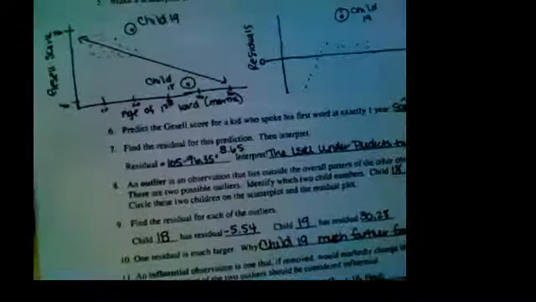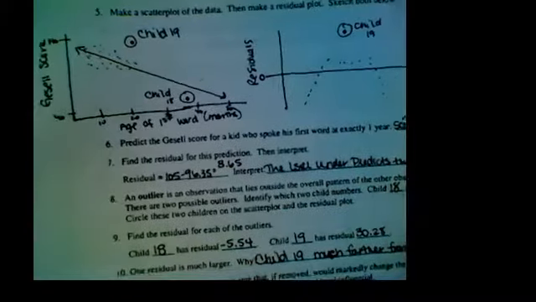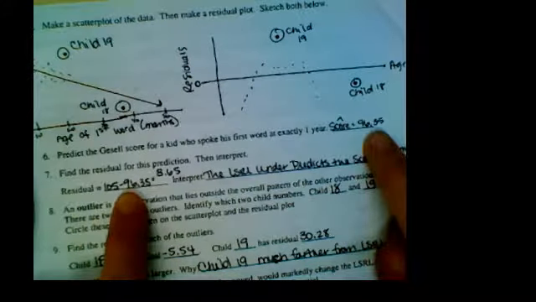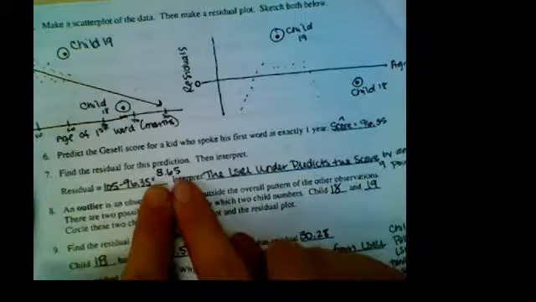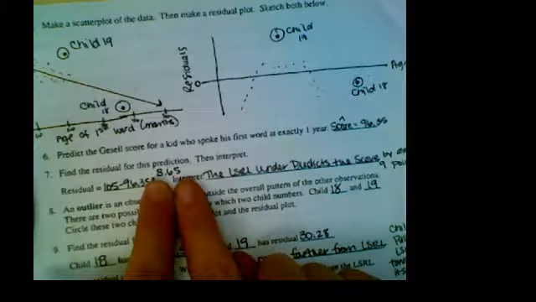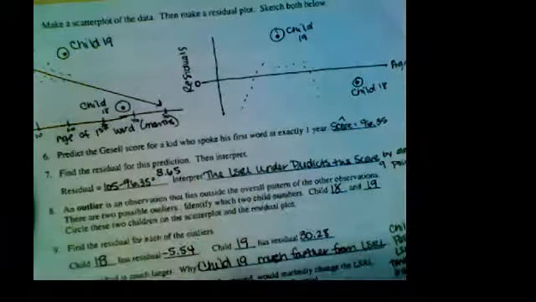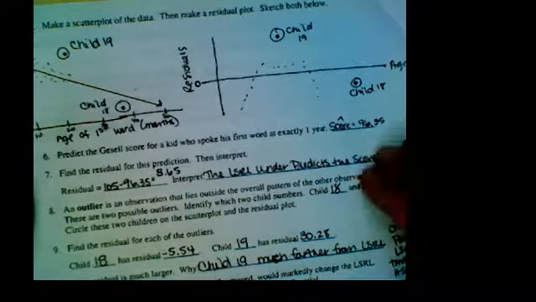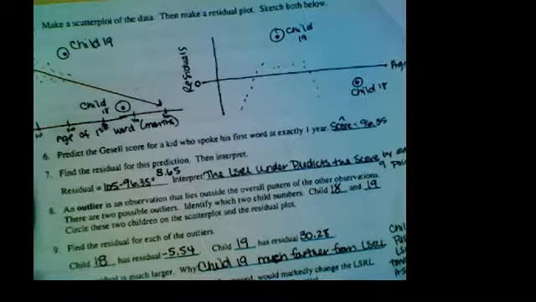So I come back over here and I say observed minus predicted. I have my observed 105 minus my predicted 96.35, which gives me a residual of 8.65. Now I need to go ahead and interpret that. So the least squares regression line is going to underpredict the score by almost 9 points.